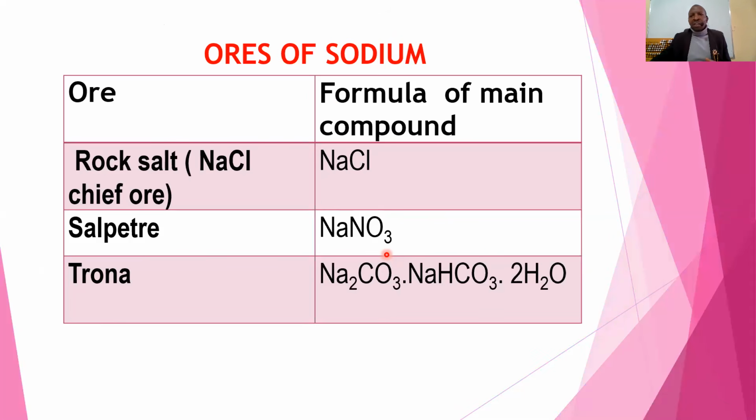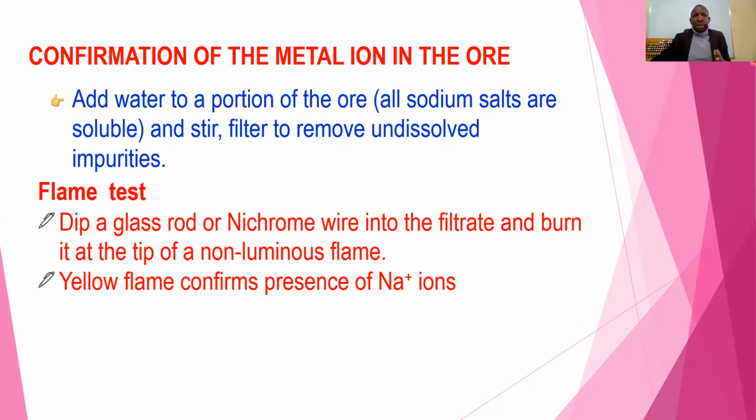We start by looking at the first objective, which is being able to name at least 2 ores of sodium. The first ore is rock salt, which is the chief ore, and the formula of the main component of rock salt is sodium chloride. We have saltpeter, whereby the main component is sodium nitrate. We also have trona, whereby the main component is as shown in the formula on the screen.